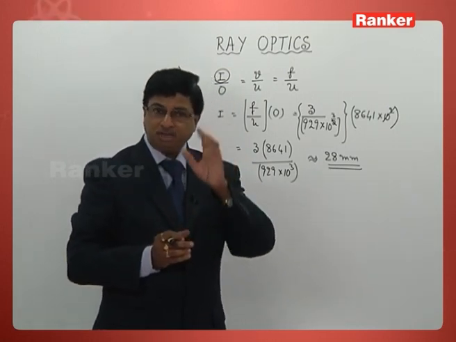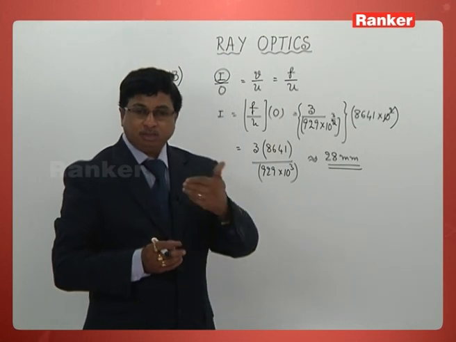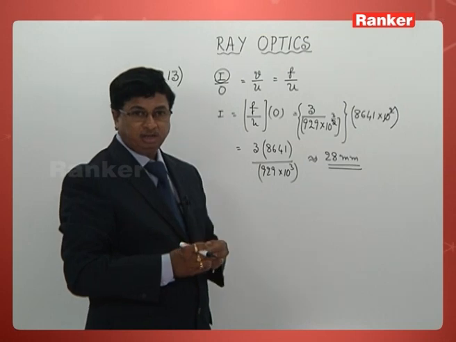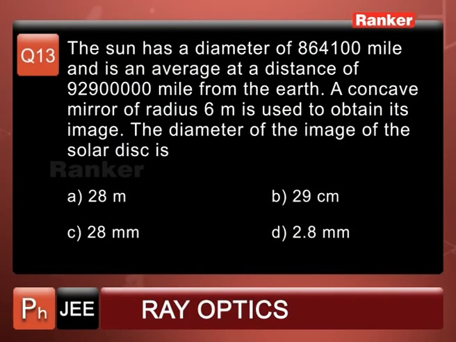Circular disk's diameter he is asking. So what is that value around? It is around 28 millimeter. As I have read earlier, this 28 millimeter is the third option provided for us in the problem. So we can directly write the answer for this one as C.